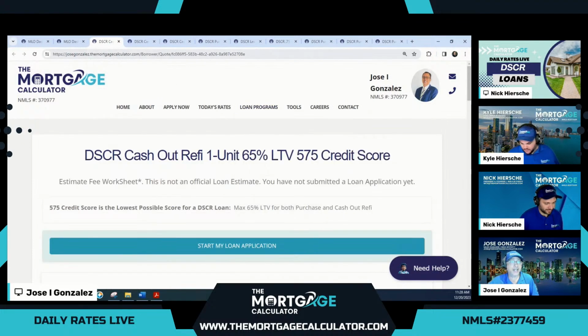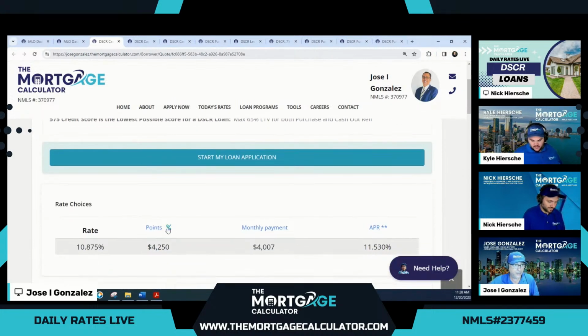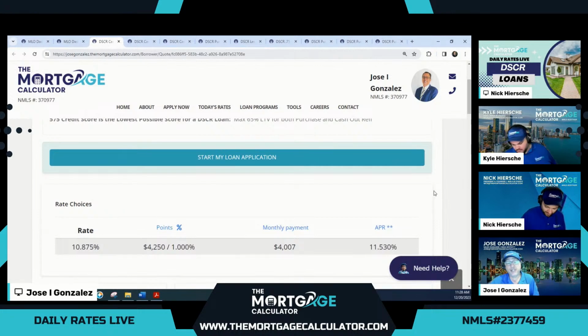And then last but not least, our cash out low credit score, 575 is the credit score here. 65% LTV, again, max LTV. Same LTV for purchase as for cash out refis with this low credit score option. 10.875 is the rate for 1 to 4 units, with paying 1 point in loan discount. So very good options here. Most of you would think you'd have to go hard money, but no, this is a full 30-year fully amortizing loan.